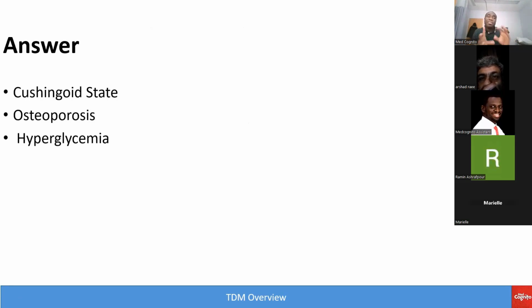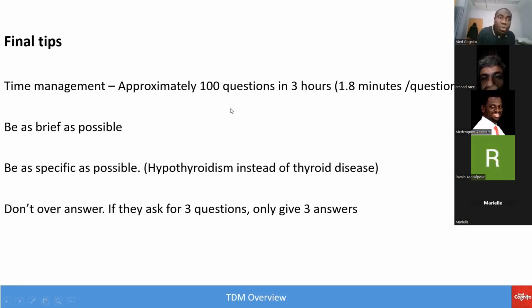As I said, if the question asks you for 3, give 3. You may see that there are 5 lines. If the question asks for 3, give 3 and leave the 2 out. Okay, good. Let's go on.